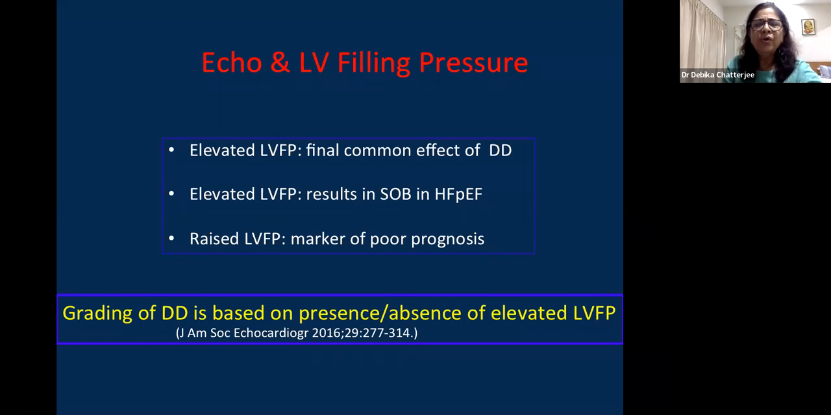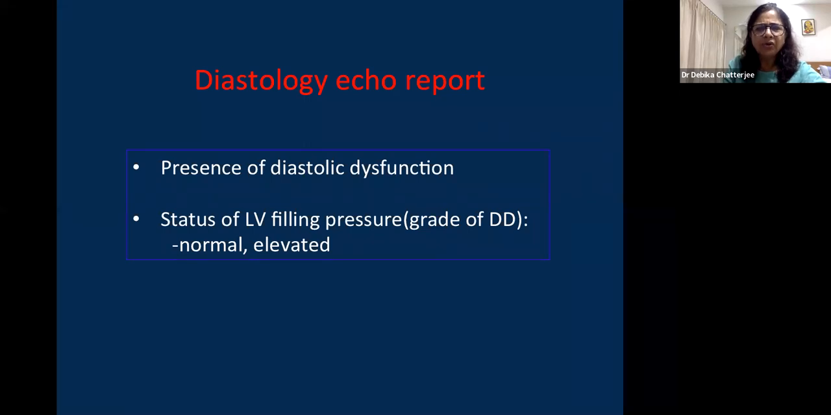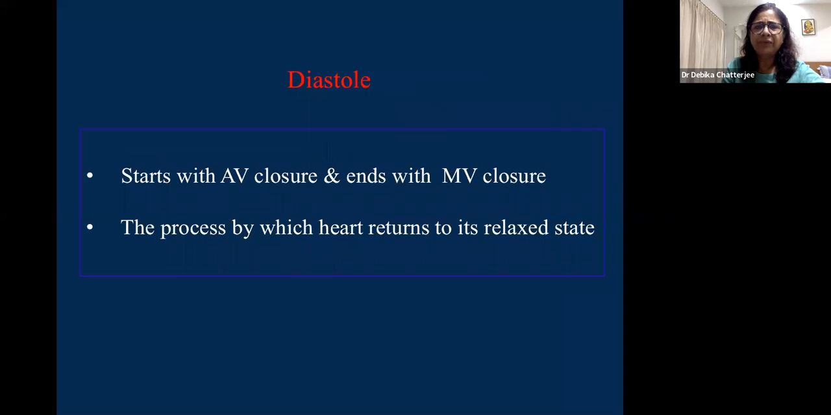So we need to know how to assess the diastolic dysfunction in detail, including how to estimate the LV filling pressure while assessing the diastolic dysfunction. So your diastology echo report should contain not only the presence of diastolic dysfunction. You also need to make a comment on the status of LV filling pressure, whether it's normal or elevated.